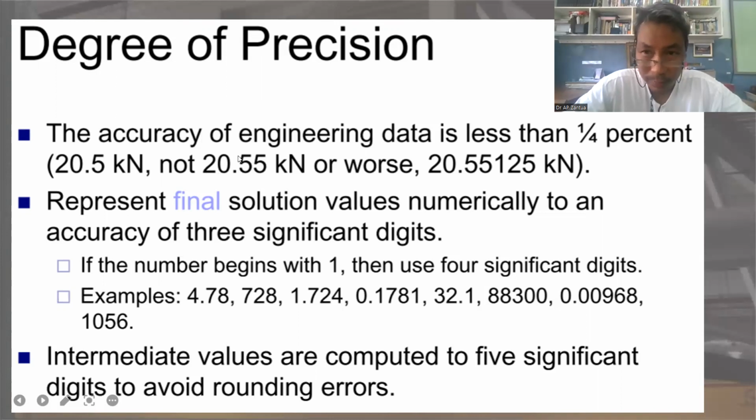This is not okay, but probably acceptable. This is accepted, because why go further? Your computation result needs no further refinement at this level, because anyway the accuracy of engineering data is less than 1/4%.